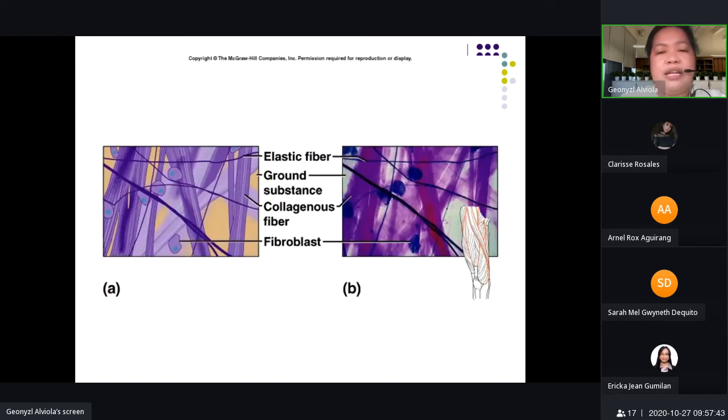So we have the elastic fibers, the darker fiber. This is the collagen, which is likely fader in color. This is fibroblast. So this is the immature fiber.